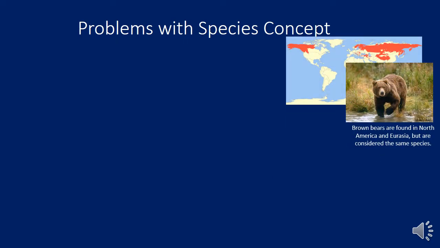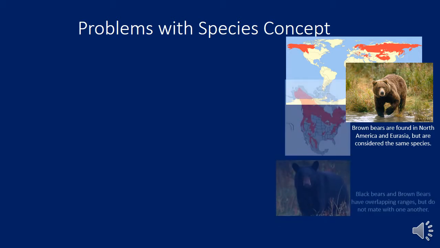So even within the biological species concept, saying that species that interbreed are the same thing, we have some problems. If we look at brown bears, we got these guys here, the big grizzly bear or whatever. Brown bears are found in North America and Eurasia. But we consider them the same species. Now, obviously, a bear hanging out in Montana or in Canada is not going to be able to breed with a bear living in Russia or Finland. But we still consider them the same species because likelihood is if they were to be reintroduced to one another, they could still interbreed.